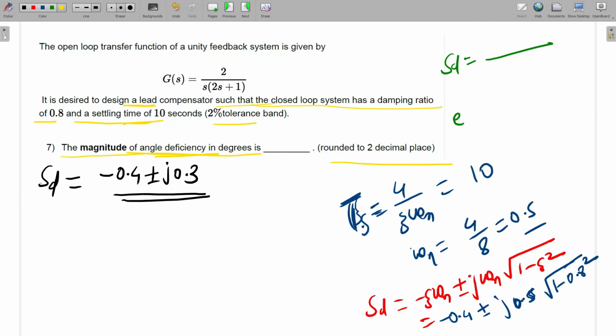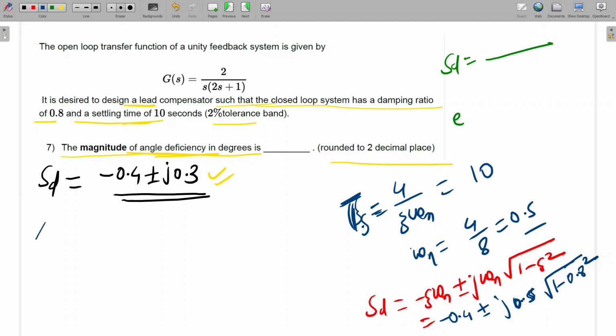We'll calculate the angle at this value, then add 180 degrees, and that will be the angle. If at the desired value some negative angle is there, that much angle we should apply by the lead compensator to compensate that angle. So we can directly put this value in here.